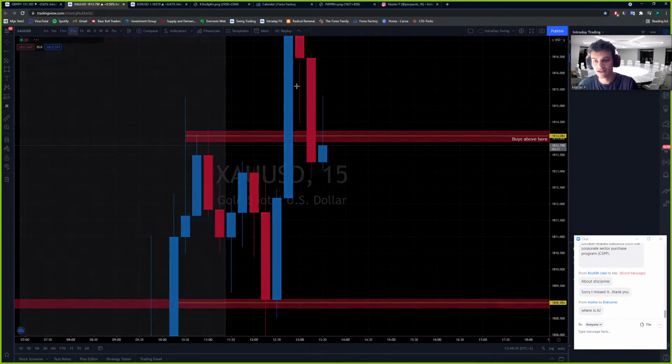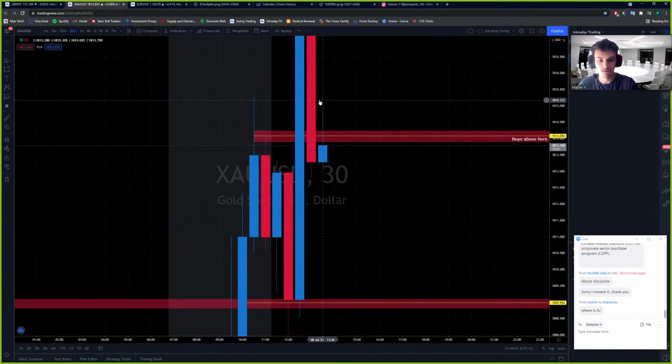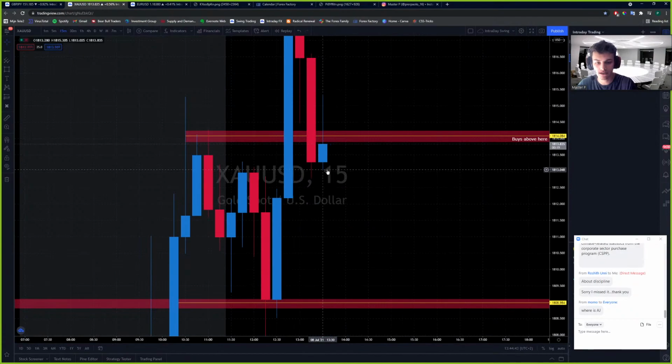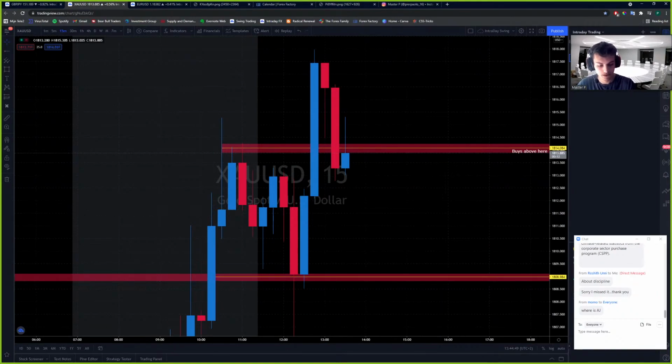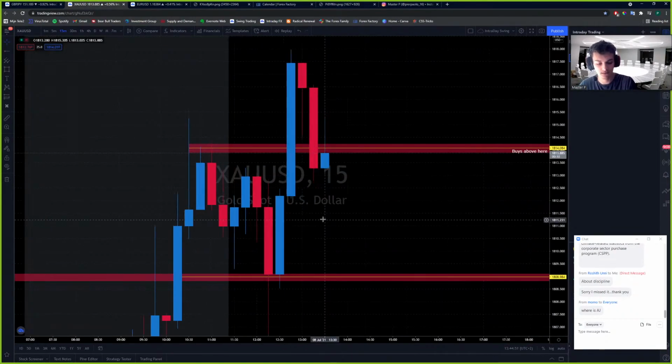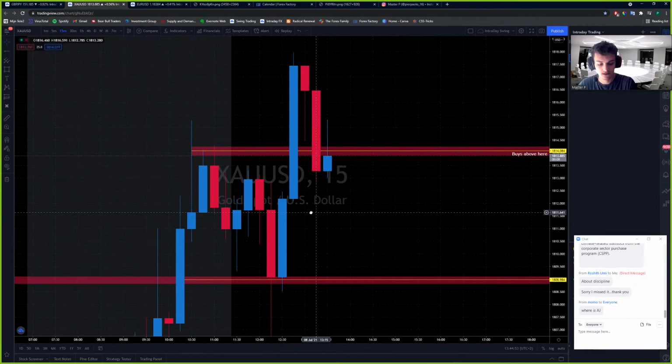So now, because the 30-minute already created a top wick, if the 15-minute breaks the low with no top wick, I'm gonna be totally okay with that. This is being fluid in the market.